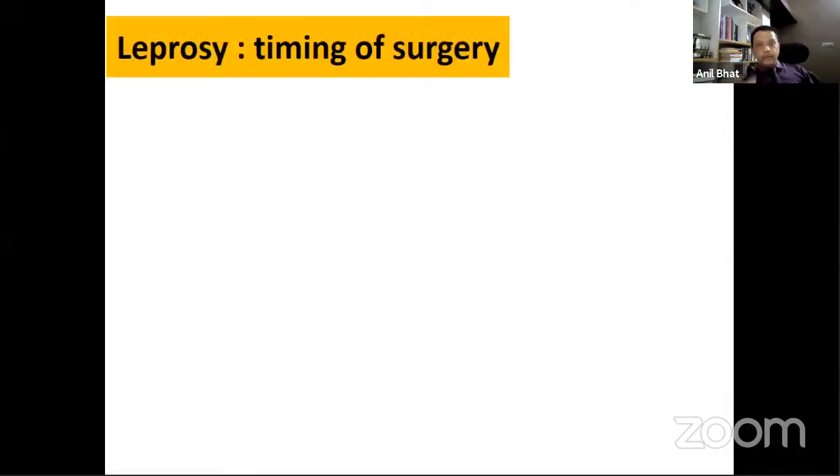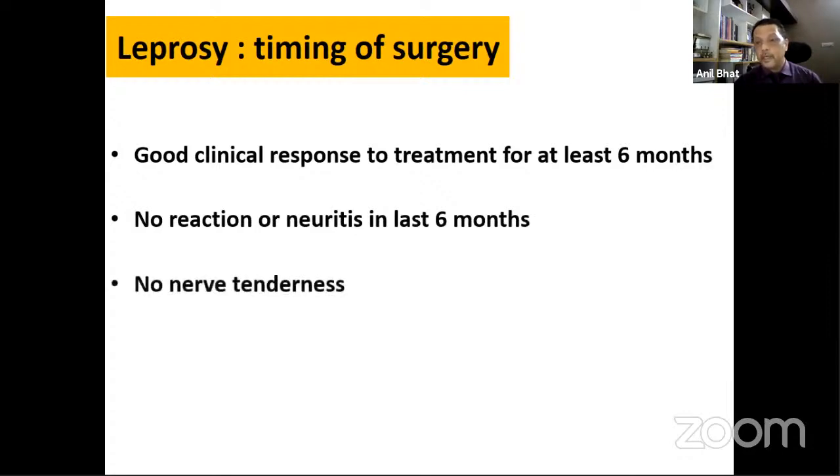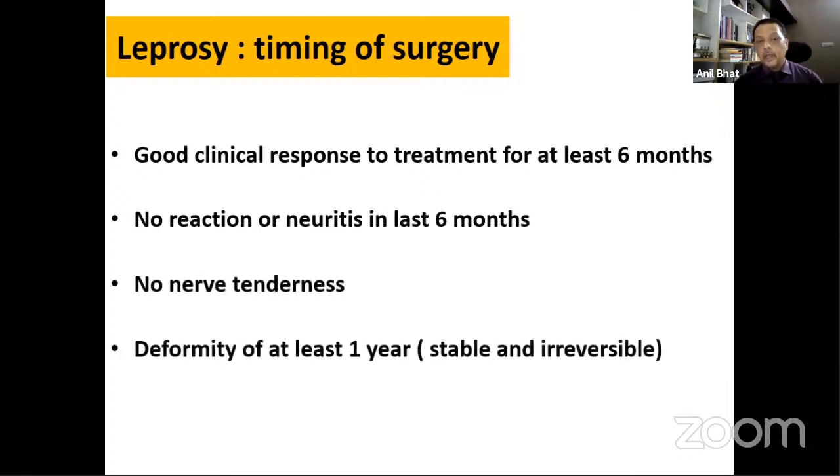Now, leprosy, if you have a case, they would ask you, what is the timing of surgery? When do you want to do the surgery for these patients? So at least 6 months of good clinical response to medical treatment. That's what should be there. There should be no reaction or neuritis in the last 6 months. There should be no nerve tenderness, no active thing going on there. And the deformity should be of at least 1 year, means it should be stable and irreversible.